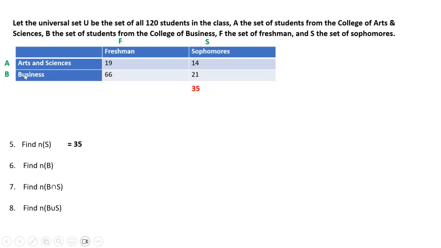Find the number in B, right? So B is business. We're going to add them across. It's going to give us what? 87. So the answer will be 87. Now B intersects S, right? So we have B. This is B, right? And S going that way. So this is where they intersect. So the answer will be 21.